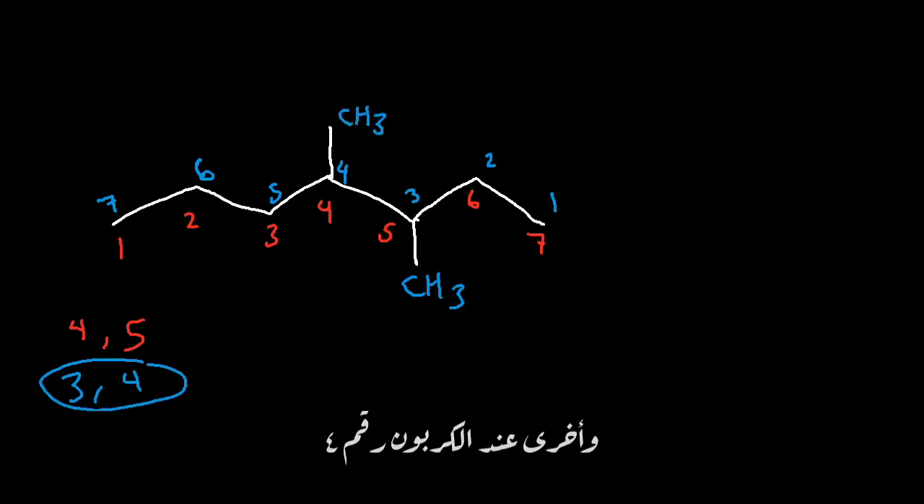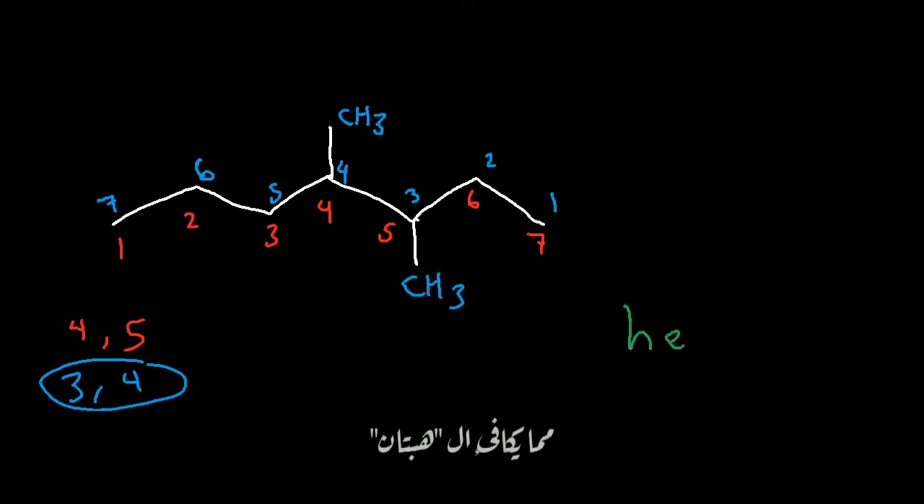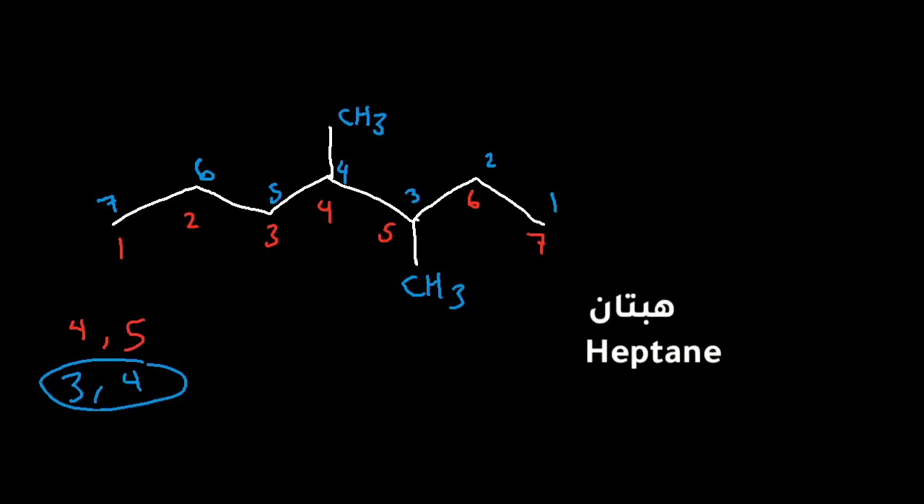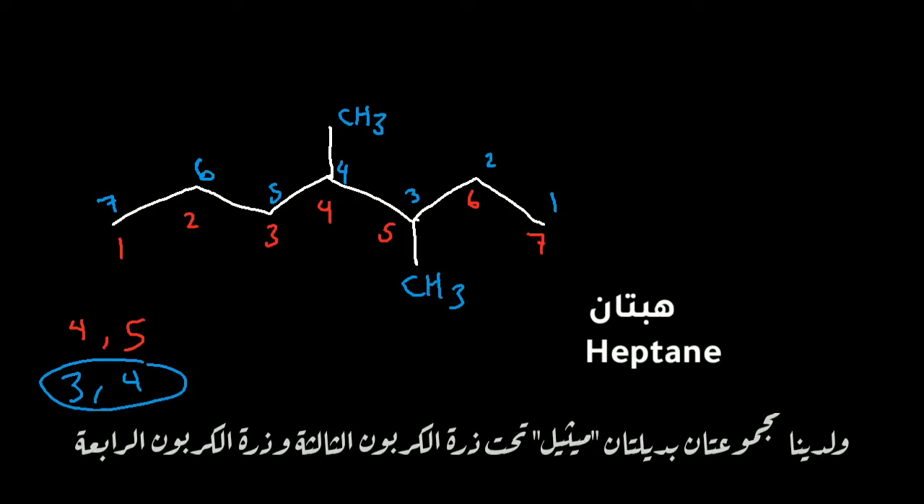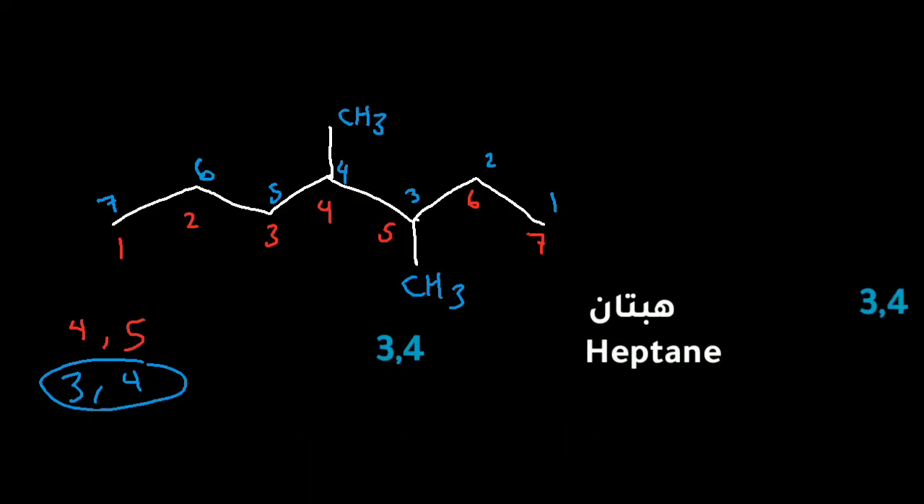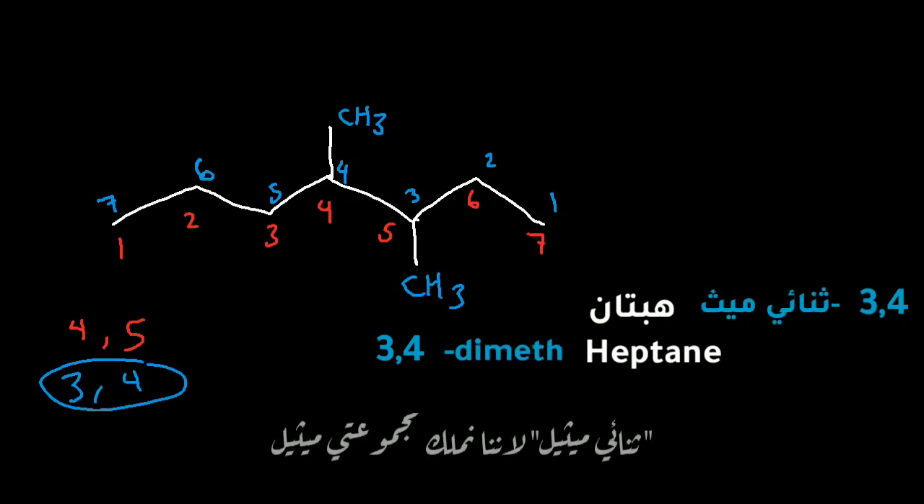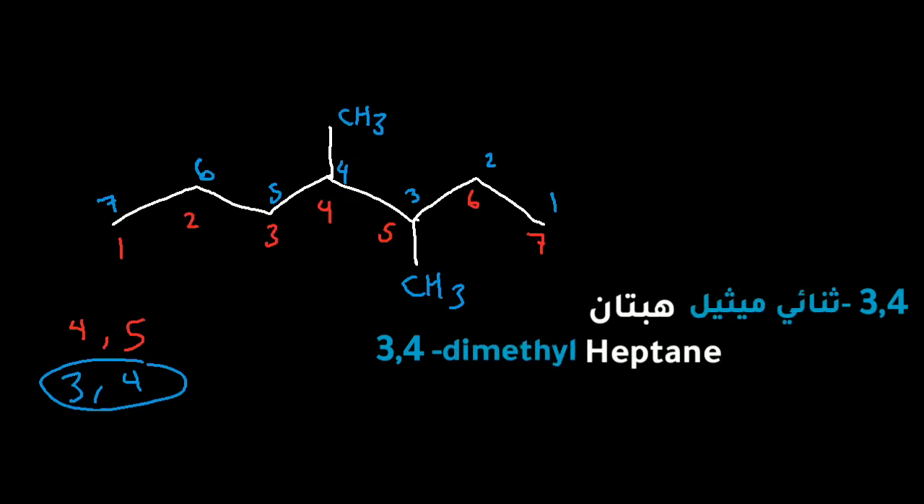So first, we need to identify the parent chain. We have 7 carbons in the longest chain, and so that's going to be heptane. And we have 2 methyl groups at 3 and 4. So the way we're going to name it is we're going to say 3, 4. Use the comma to separate the numbers. Dash dimethyl because there's 2 methyls, and heptane. So that's how you name that particular alkane. Let's try another example.